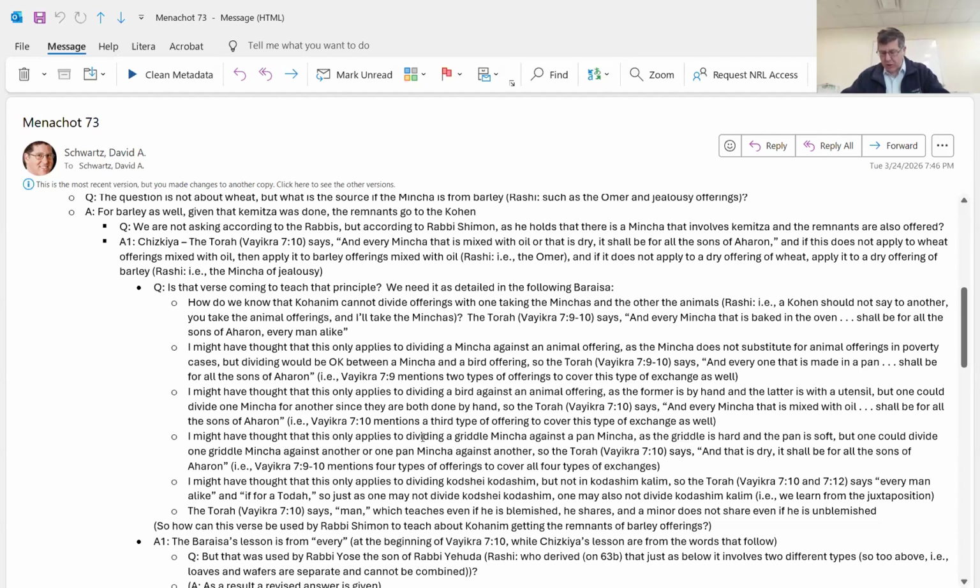Shezo masa kashim, because the griddle is going to be hard, vezo masa rakin, and the marcheshet, the pan, is going to be soft, because of all the oil that is going to get absorbed. But maybe you could do, within each category, a machavat against a machavat, and a marcheshet against a marcheshet. So the Talmud says, "v'charevah l'chol b'nei Aharon tihyeh." The dry will be all for Aharon.